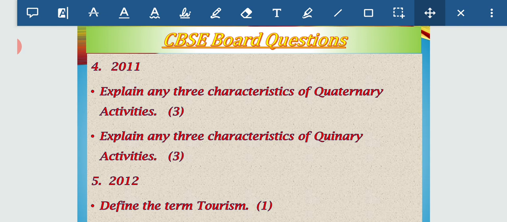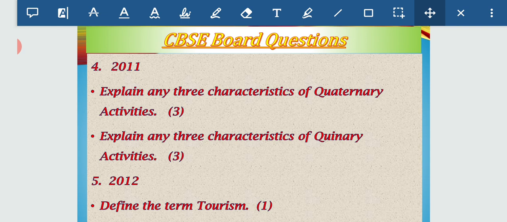Now, define the term tourism. Already it has been discussed. What is tourism? Tourism is a travel undertaken for the purpose of recreation rather than for business, but nowadays tourism is there for various purposes. It can be for education, for medical purpose, for a business purpose, for recreation, for adventure, for sports. So, there are various categories of tourism, but actually it is a travel which is not permanent, it is a temporary travel undertaken for various purposes.